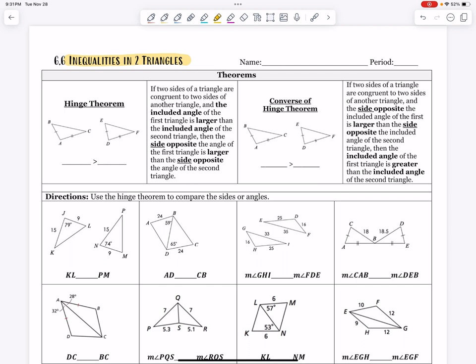Our warm-up question today was if you could add any feature to your dream home, what would it be? Mine would be one of those secret passageways behind a bookshelf. Love books, and I just think that'd be really cool.